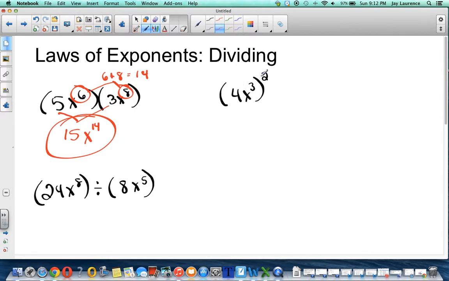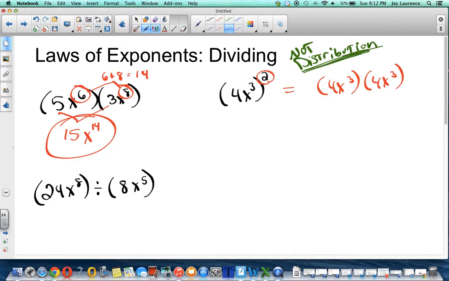Okay, now when we have a power raised to a power, it's a little bit different. Remember that this 2 means that there's 2 of these. So you could think about the problem this way, 4x cubed times 4x cubed. Now the problem is if this exponent is big, then you've got to write a whole bunch of those out. I don't necessarily want to do that. I'm just going to square the 4. Notice I'm not distributing. This is not distribution. But I will raise the 4 to the 2nd power and get 16. And then I'll do x cubed times x cubed, which would be x to the 6th.